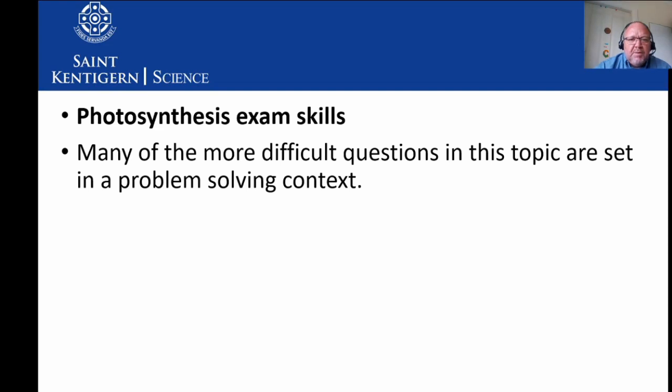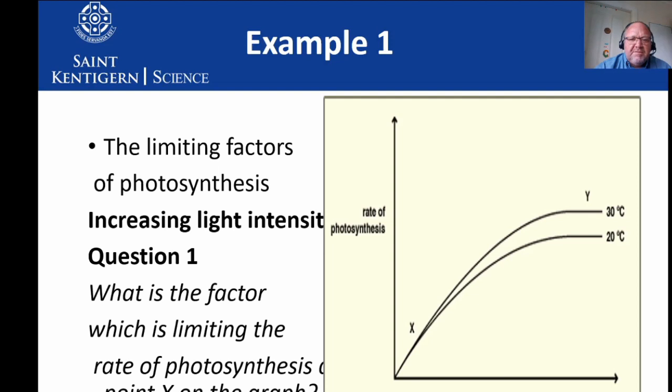I'll also set you some later on when we do revision. We'll be looking at some of the exam skills and so forth. But this was from one of the exams. The limiting factors of photosynthesis: increasing the light intensity. What is the factor limiting the rate of photosynthesis at point X on the graph? So here's point X. So over here, what is affecting your rate of photosynthesis?